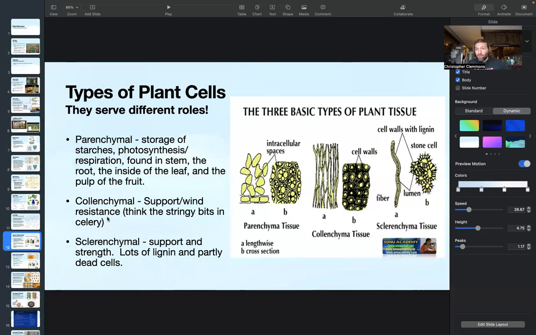Collenchymal, those are stringy, fibrous bits. So anything that's stringy and fibrous is collenchymal. And then your sclerenchymal are typically dead cells, but they're also typically made of a lot of lignin, which is a really dense, tough material that the plant makes. So if you have a part of your pumpkin that's dense and tough and made of dead cells, maybe that clues you in, right? Okay.